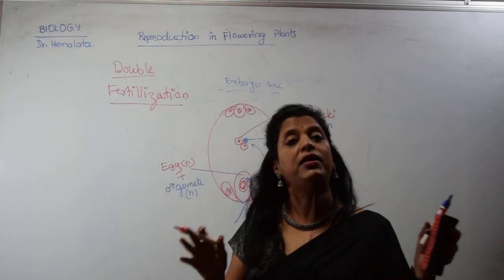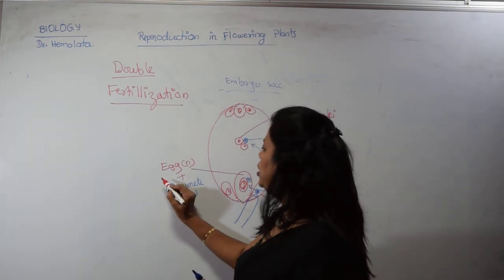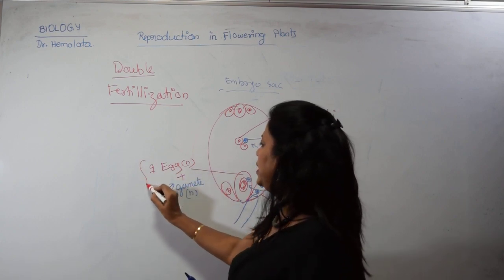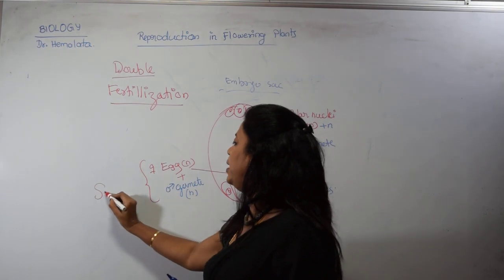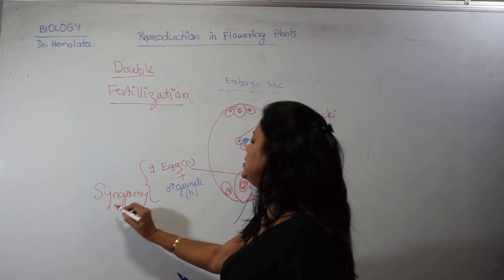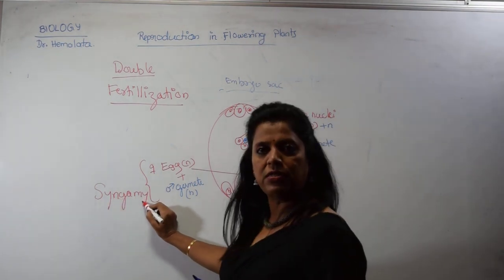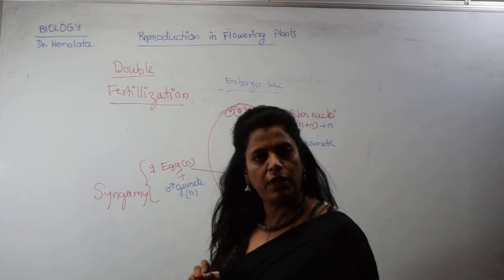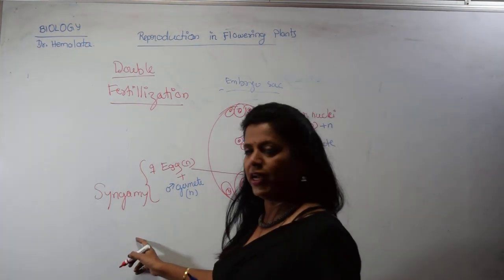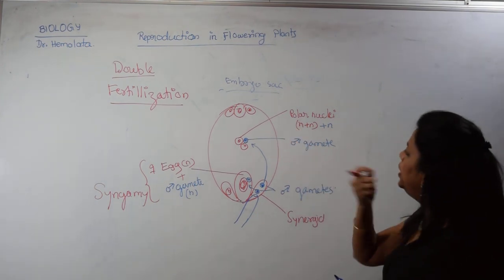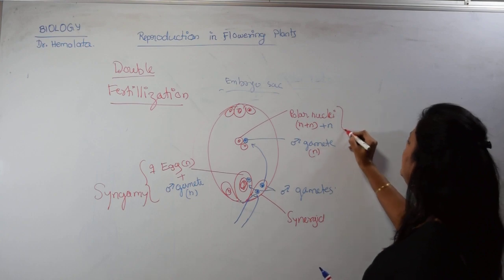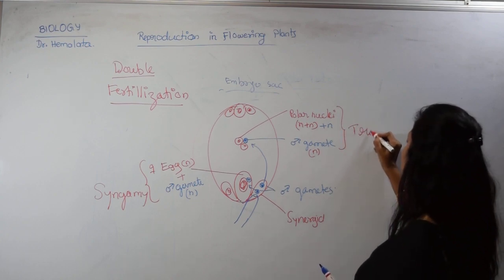Then, what are these called? The first union of the female gamete, the egg, with the male nucleus, the male gamete, is called syngamy. Remember? Syn is fusion, gamy is gametes. The two gametes are fused. It is called syngamy. This is the first fertilization. Then the three nuclei here, two polar nuclei plus one male gametic nucleus, are fusing. This is called triple fusion.